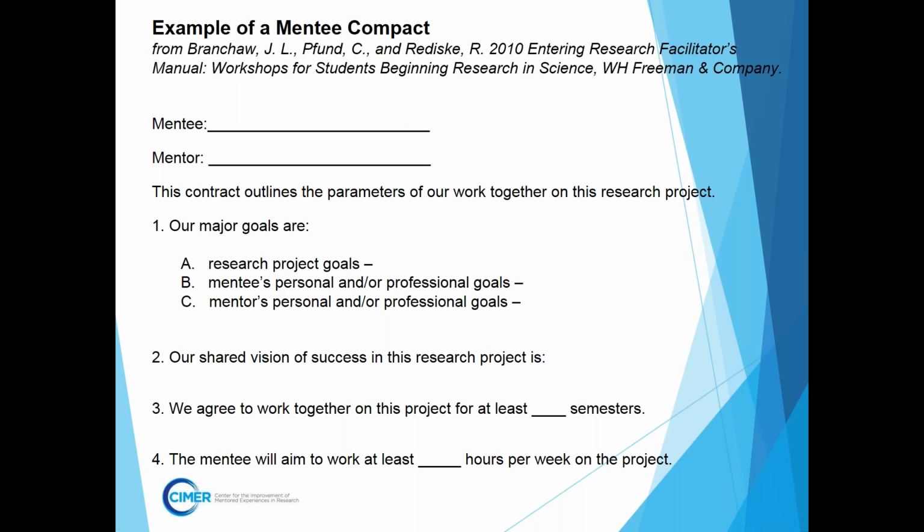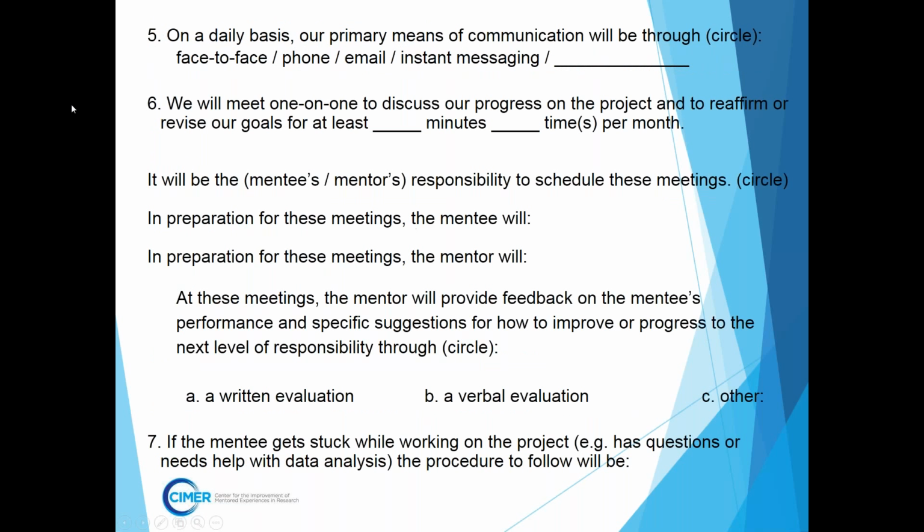So in the summer, this could be full-time, but during an academic year, one of the things, especially with early undergraduates, is really getting on the same page about how many hours they're going to come in and commit to. So moving on, on a daily basis, here's how we'll communicate, and you can have them circle. It could be face-to-face, on the phone, email, instant messaging, whatever you think would be a means of communicating regularly. You can lay out, you're going to meet one-to-one, and this is how often we're going to reaffirm our goals. We're going to meet for this many minutes, this many times per month.